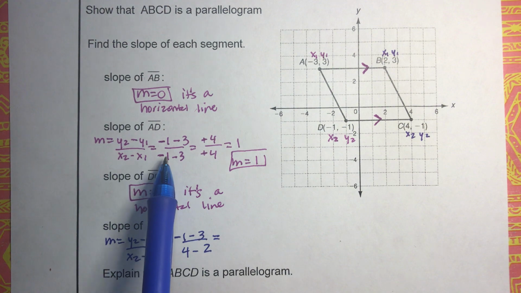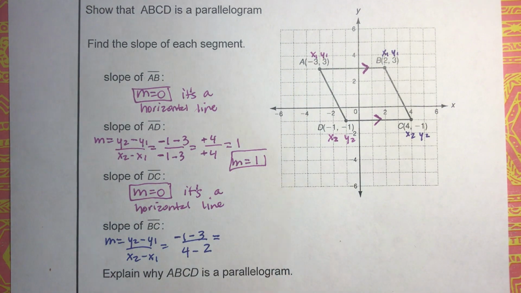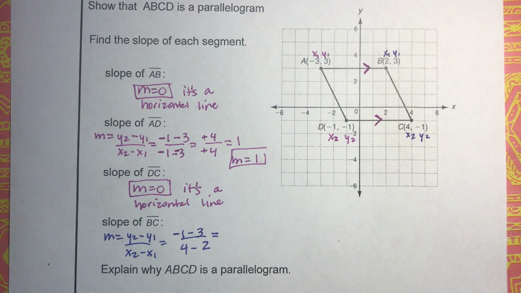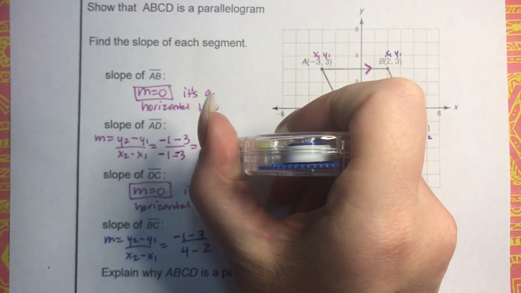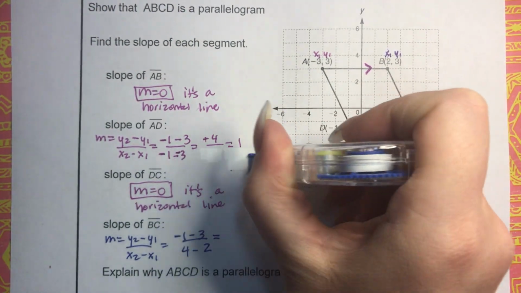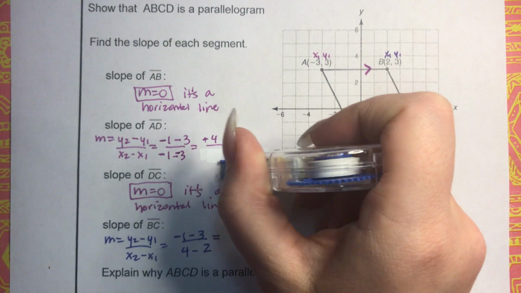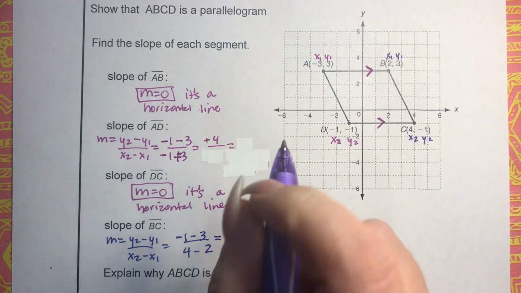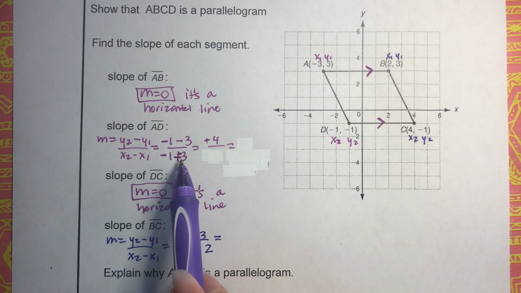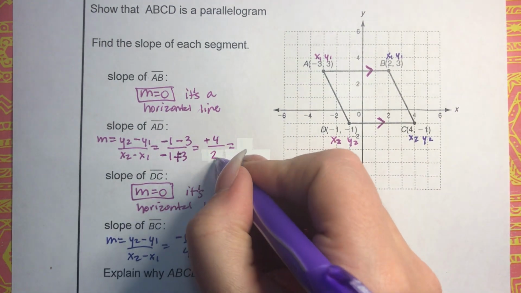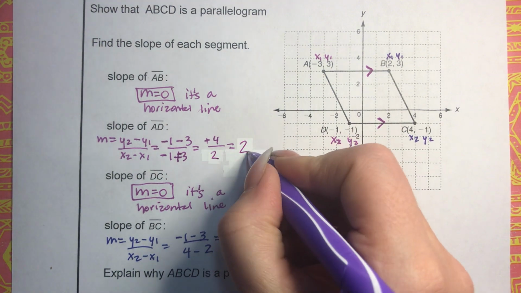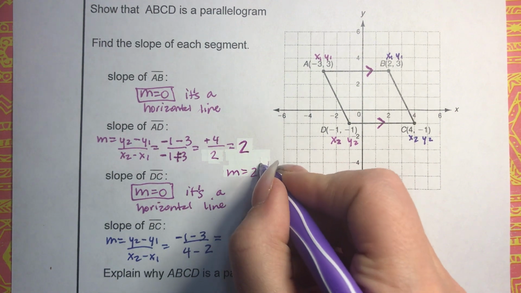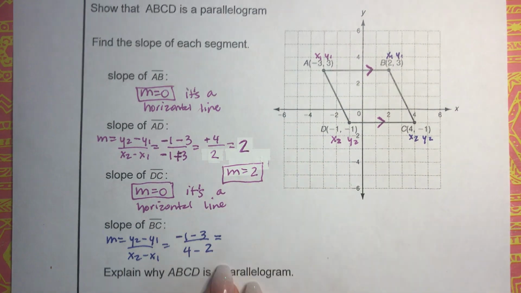Okay, so -1 minus, this is a -3. Here's my friend, the whiteout, coming to make all my mistakes better. You're such a good friend, whiteout. Okay, there we go. Oh, there's no mistake here. Those two negatives equal a positive. So -1 plus 3 is 2. And 4 divided by 2 is 2. Now we have the right slope. m equals 2. Whew.